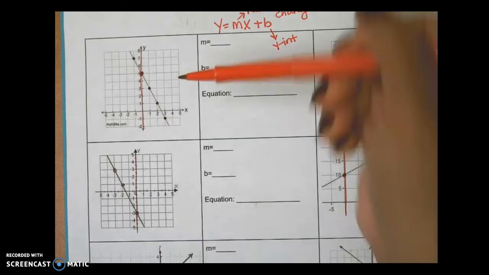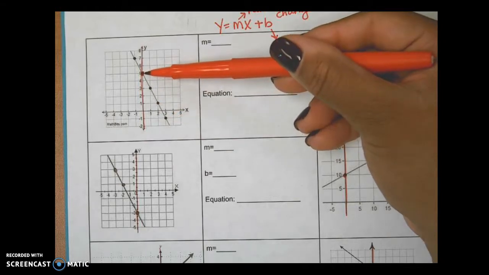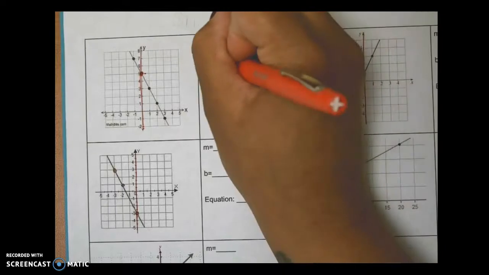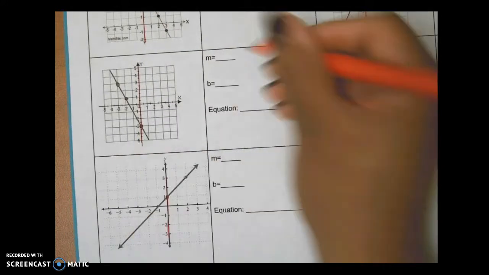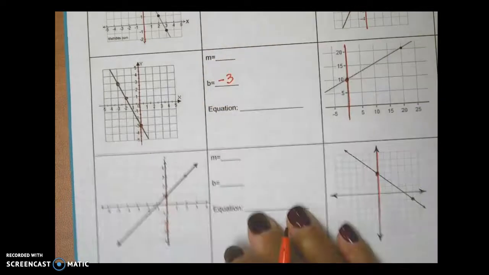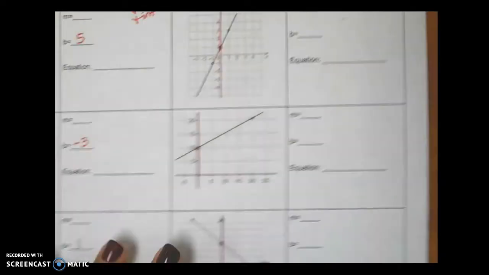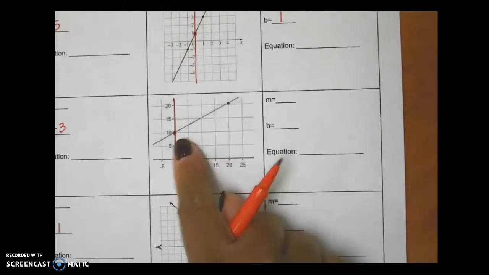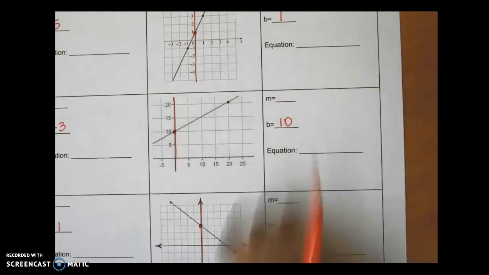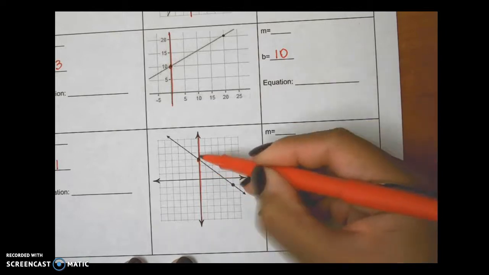So these two questions over here, I need to see at what point I cross the y-axis. This right here is 5. That's my y-intercept. That's going directly in my equation. Down here, that's -3 going directly in my equation. Down here, it's 1 right into my equation. Over here, it's 1 again. Over here, it's 10. And over here, you need to count. They don't give you the number, so you've got to find the point. 3.